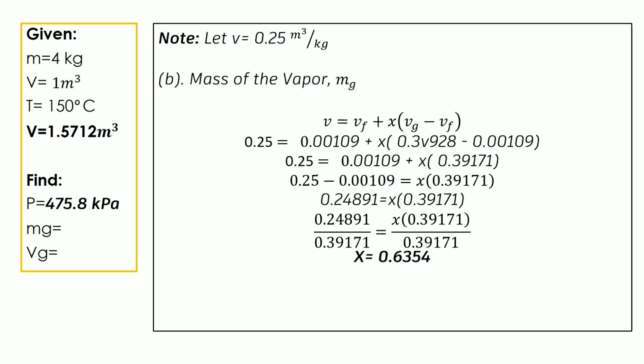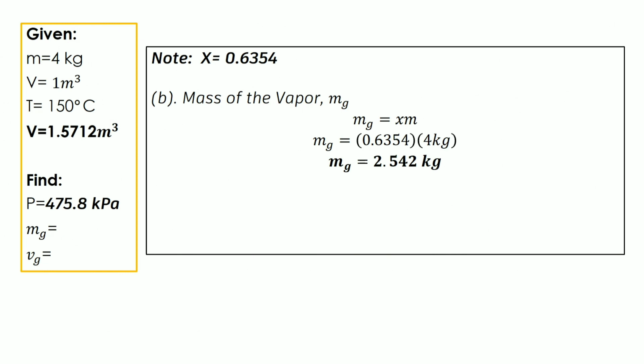After getting the quality x, that is very essential for us to solve for the mass of the vapor of our substance. So here we have an equation for getting the mass of the vapor of the substance. The mass of the vapor is equivalent to the quality x multiplied by the mass of the substance. After plugging in all the values, we now have the mass of the vapor, 2.542 kilograms.